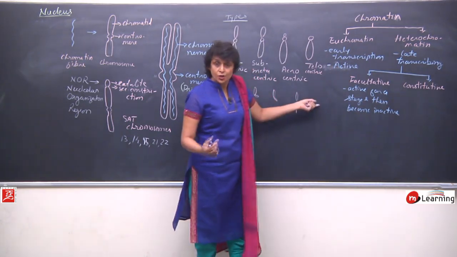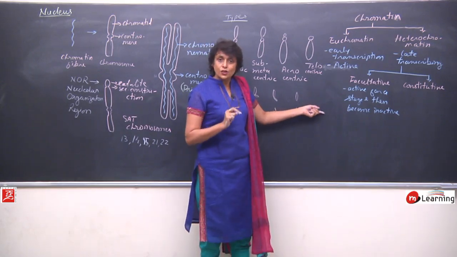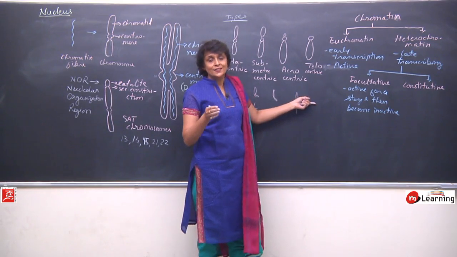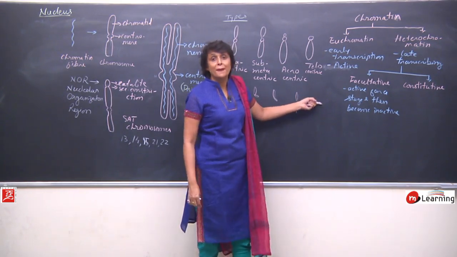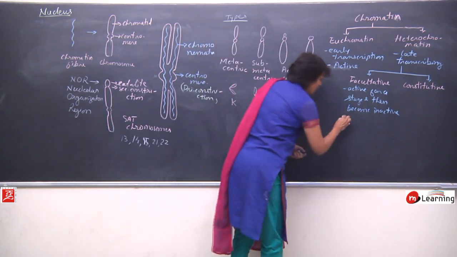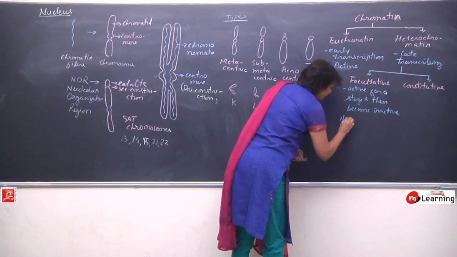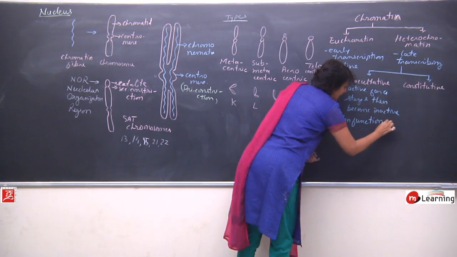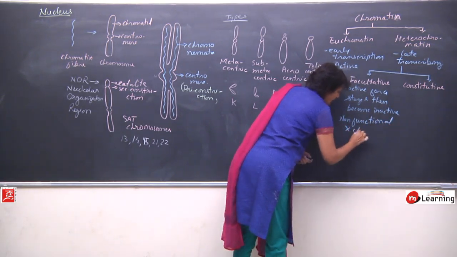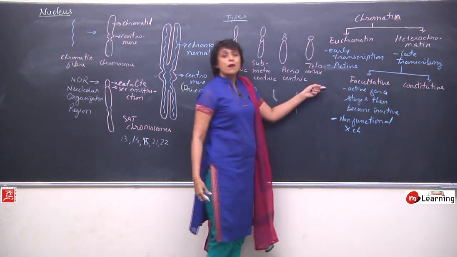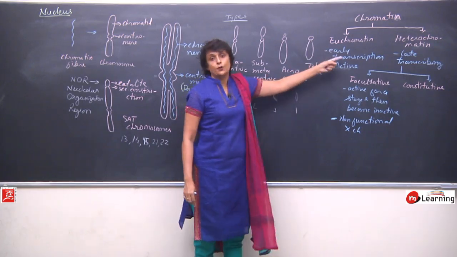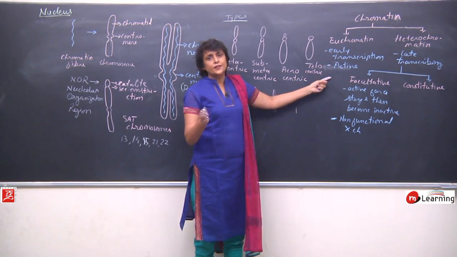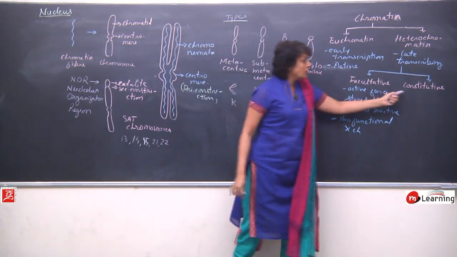In human females, there are 2 X chromosomes. One X chromosome after a certain stage changes into a Barr body. So, the non-functional X chromosome is the example of facultative heterochromatin. It is inactive after a certain stage.